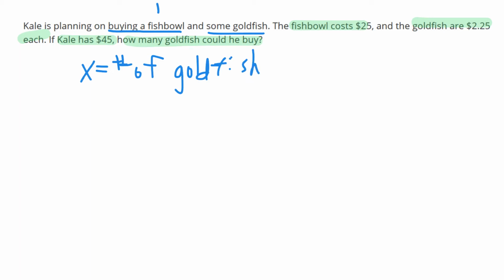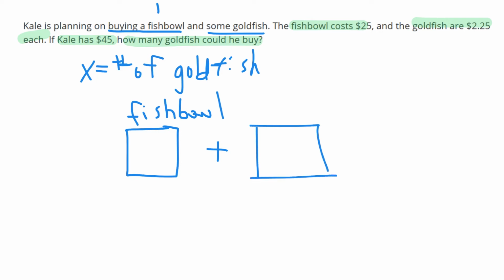So let's try to logic through this and figure out what inequality would help us. So when he's going shopping, he's buying one fish bowl, and then he's going to also buy some goldfish. So the total cost would be if we add those two things together. So we've got the price of the fish bowl and we've got the price of the actual fish.